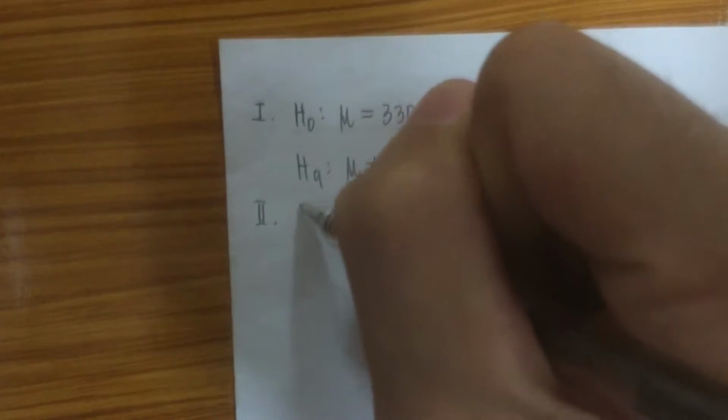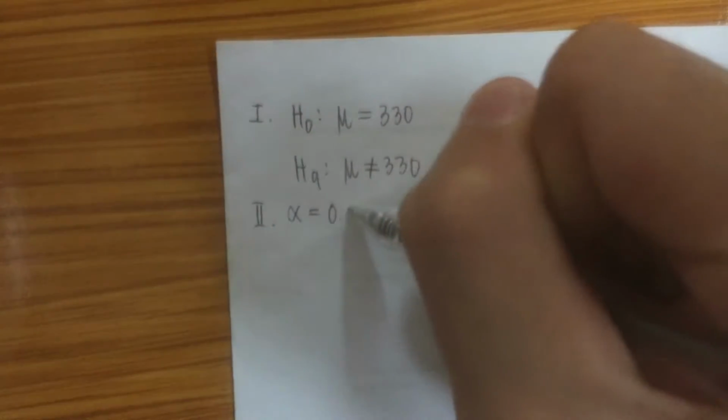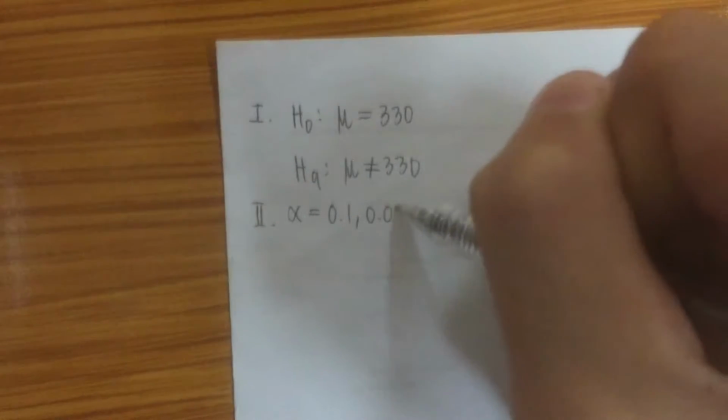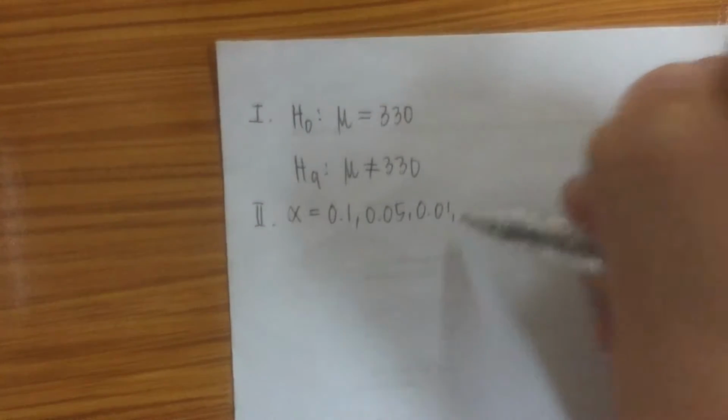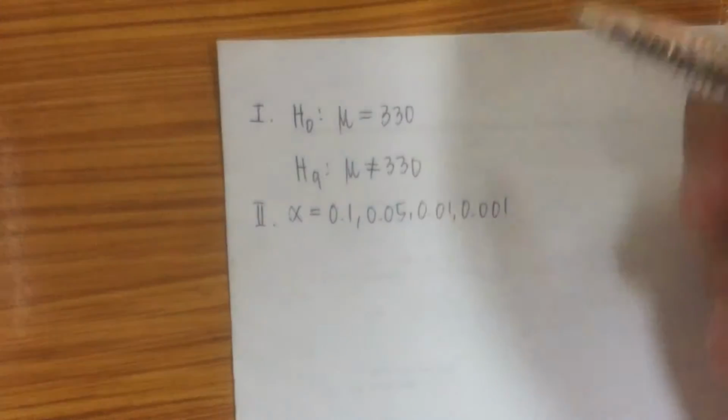Now, again, the second step is to identify the values for alpha. Here, we'll again use the four: 10%, 5%, 1%, and 0.1%.